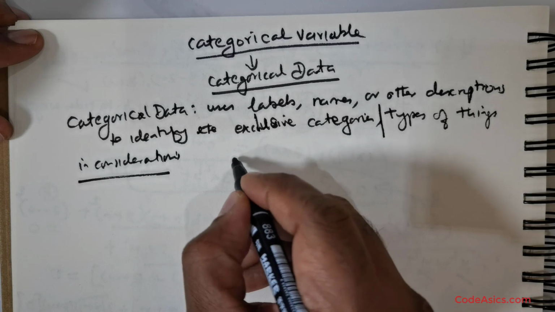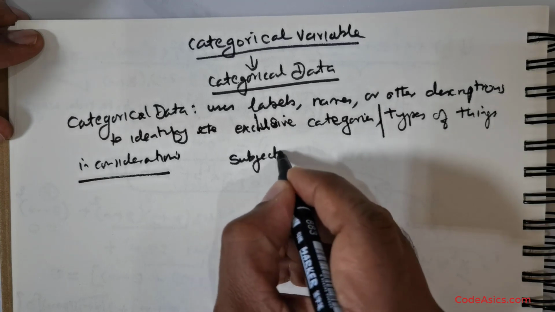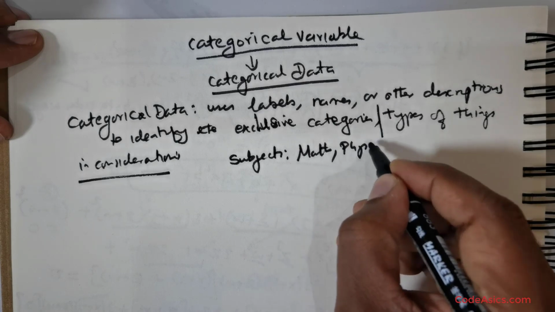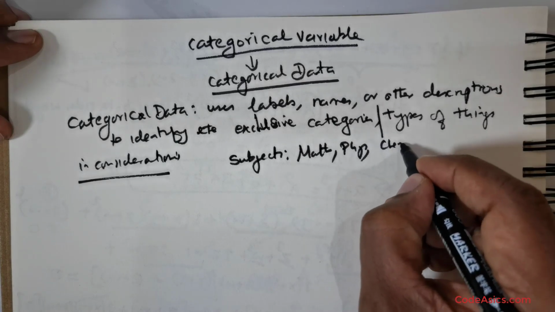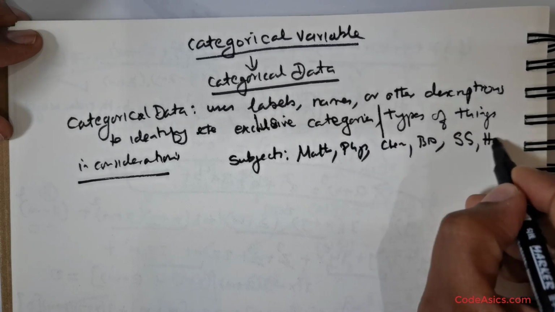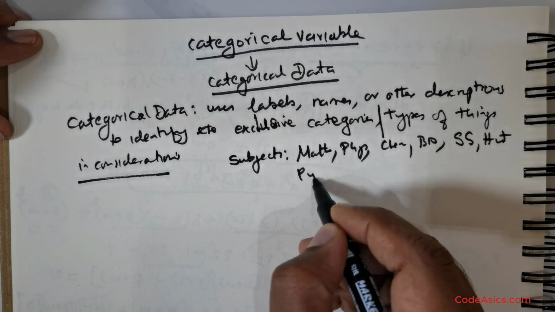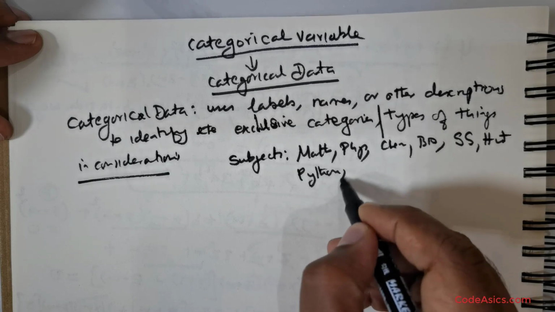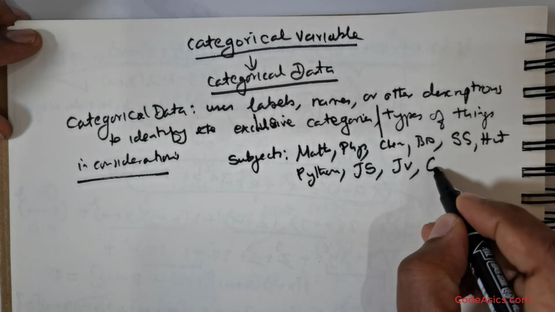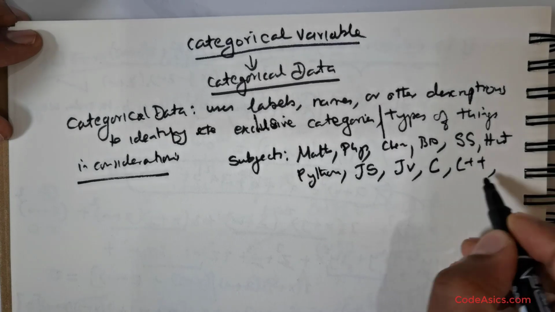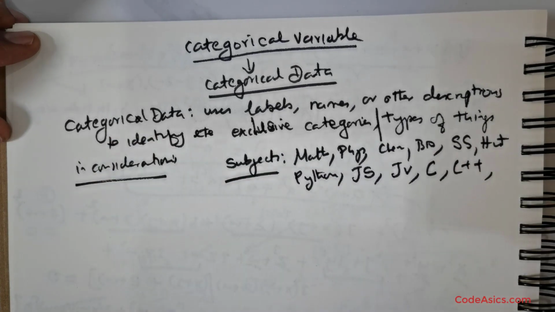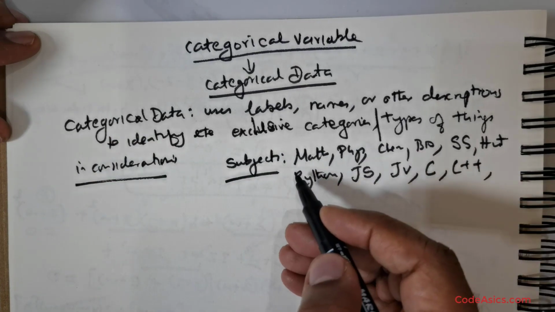Say for example, subjects. Now we got math, physics, chemistry, biology, social studies, history, Python, JavaScript, Java, C++, and so on. Each of this is a categorical data. Now you might be wondering, when do these come into play?